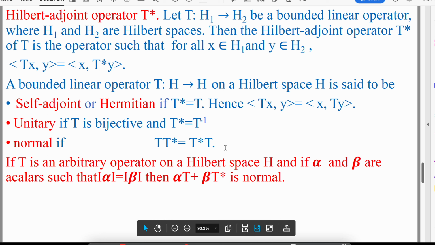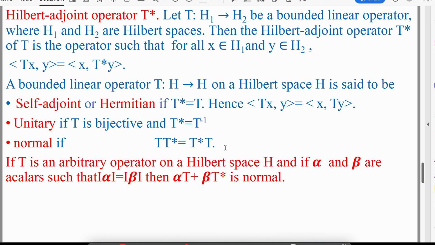Now the Hilbert adjoint operator T star. If T is a mapping from a Hilbert space H1 to a Hilbert space H2, a bounded linear operator, then the Hilbert adjoint operator T star of T is the operator such that for all x belonging to H1 and all y belonging to H2, the inner product of Tx with y is the inner product of x with T star y.